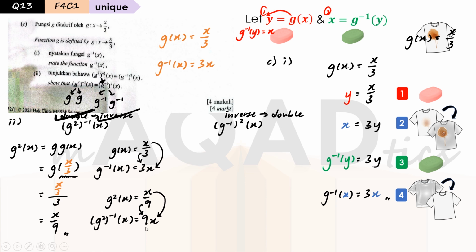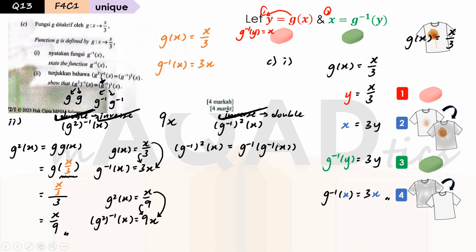Now we have found the expression is 9x. Let us see whether, when we inverse the g and we double it, it is 9x or not. For this one, we inverse it first, but we already did that, because in part 1 we already found the inverse of g. So we have already done this one. Now we need to double it. Let us find the expression when we double the inverse of g.